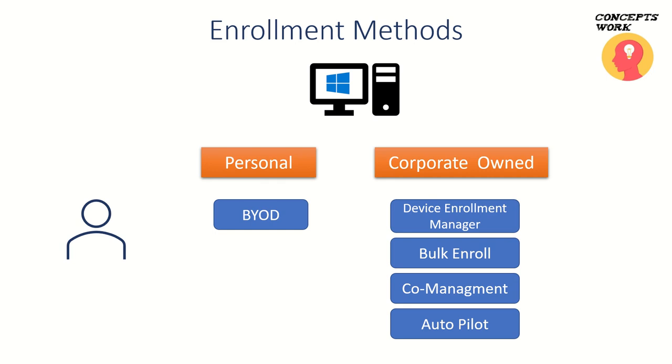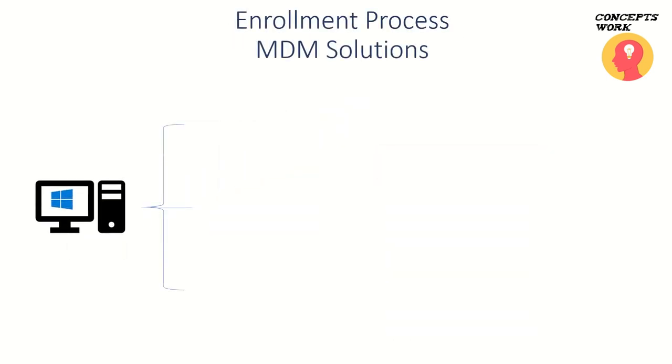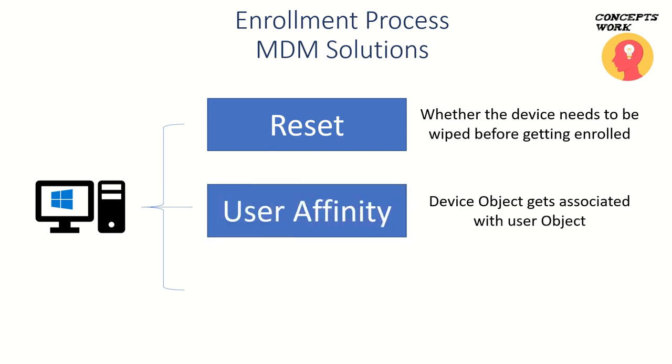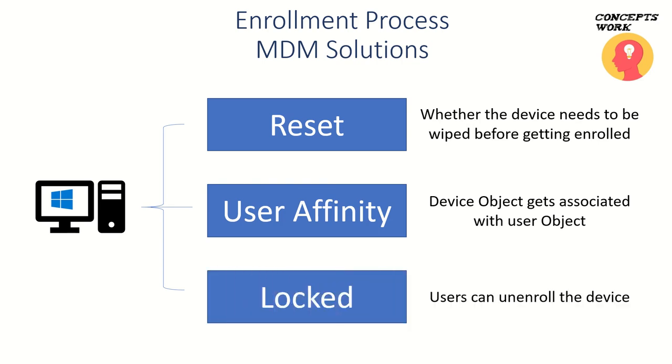Whenever you enroll a device in any MDM solution, there are certain processes which happen under the hood. The first is whether a specific enrollment method requires your device to be reset. Let's say I am enrolling my personal device, before it gets enrolled, does it need to be reset or not? Then there is user affinity, whether the device that I'm going to enroll gets associated with my user object or not. And the last setting is locked, that once I have enrolled my device, whether I will be able to unenroll this device or not.